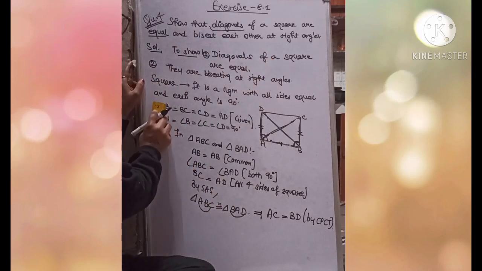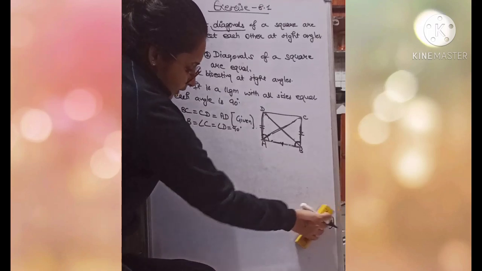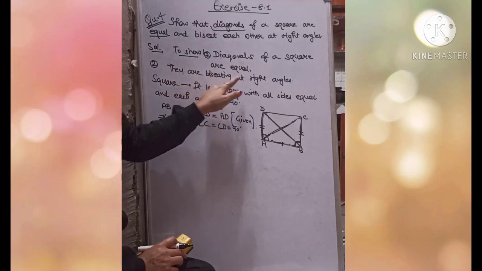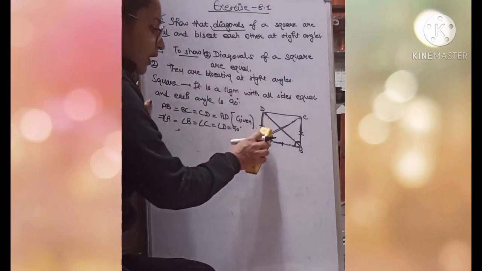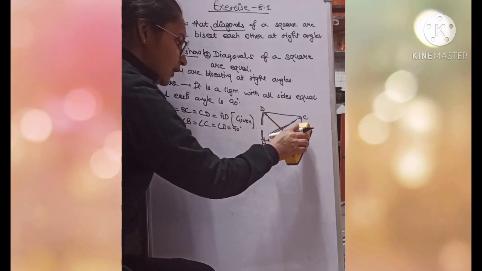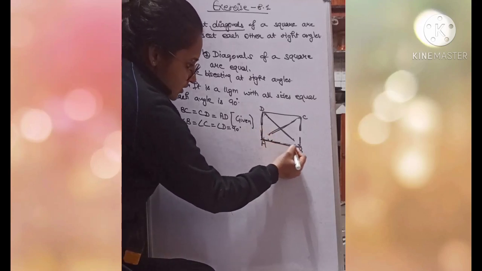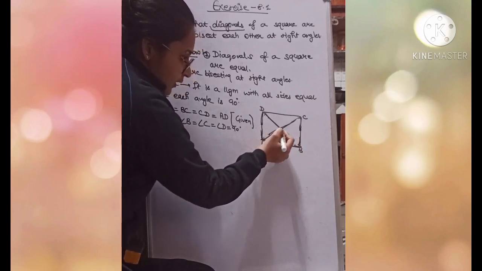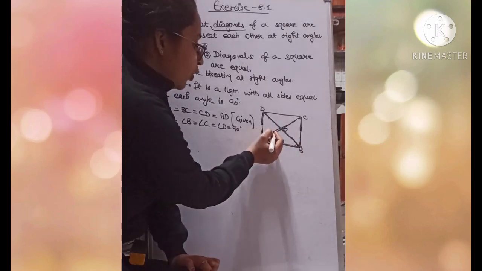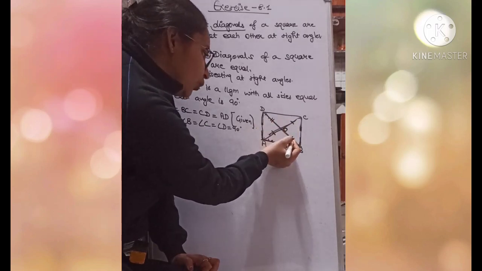Now second part, what do we have to show? We have to show that they are bisecting at right angles. So first of all, we have to show that they are bisecting each other, and then we have to show that they are bisecting at right angles. So this is a square, this is the intersection point O. Now we have to show OA is equal to OC and OD is equal to OB.